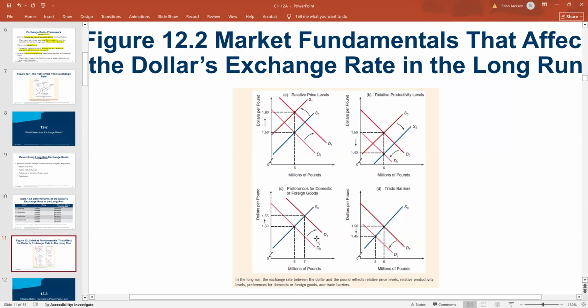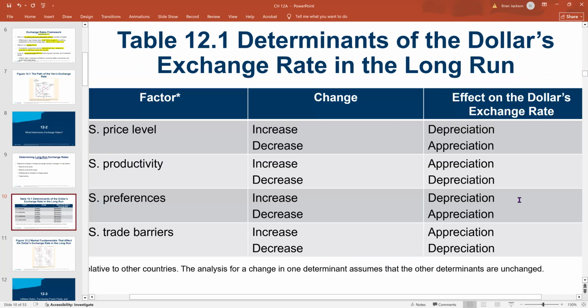So there'd be a rightward shift in the demand curve here. And so the dollar value of a pound would increase. That is to say, the pound would appreciate or the dollar would depreciate. So we have here depreciation here. This is the effect on the dollar's exchange rate. The dollar would depreciate. Conversely, if anything would cause a decrease in the preferences for British goods, say, for UK goods, that would cause an appreciation in the dollar and a corresponding depreciation in the British pound.